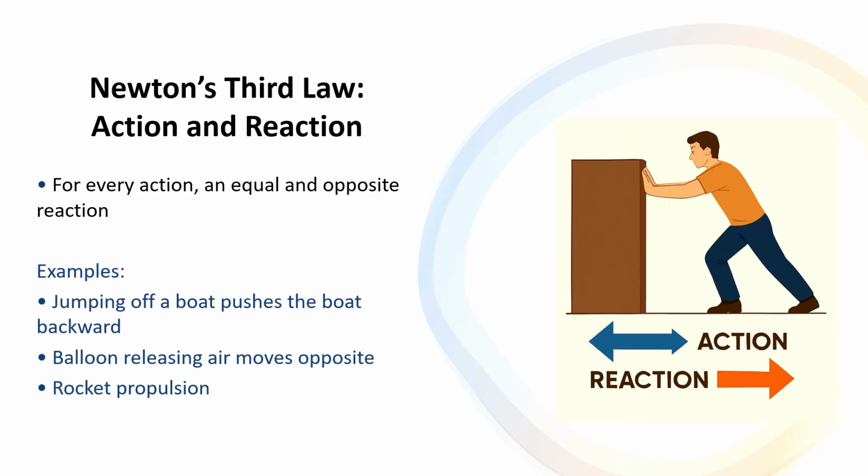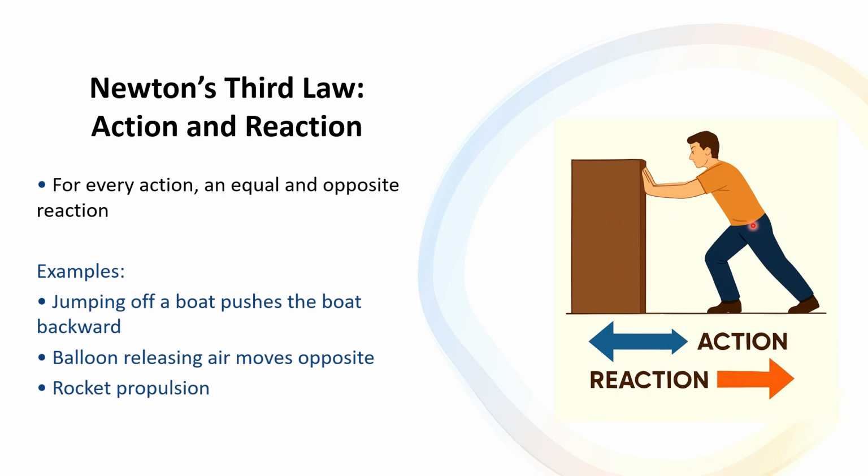So Newton's third law has got to do with action and reaction. For every action, an opposite reaction occurs. When you're in a boat and you jump off the boat, it pushes the boat backwards because you're pushing it forward. As you go forward, it goes backwards, an equal and opposite reaction. Balloon, when you release the air from a balloon, the balloon goes one way, the air that comes out of it goes the other way. Same thing with rocket propulsion.